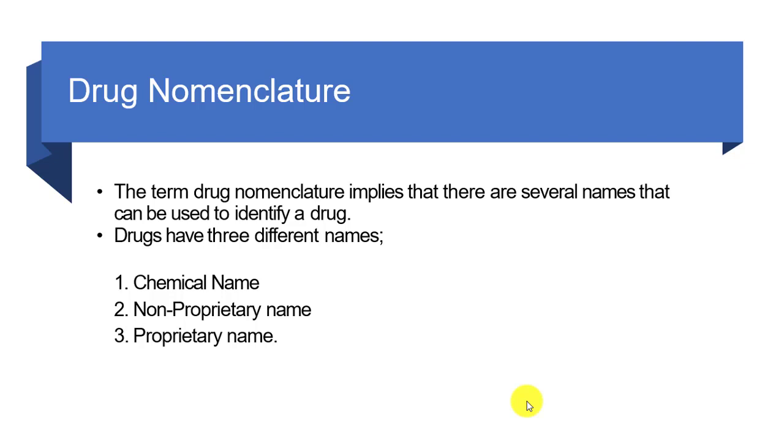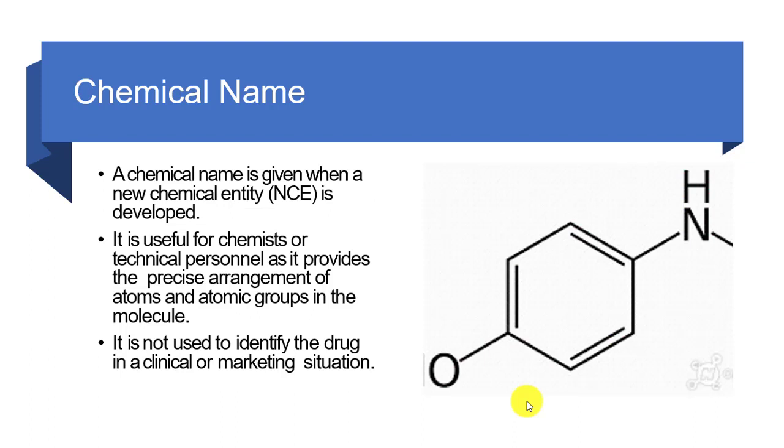So if I talk about a few of these, first I'll talk about the chemical name. The chemical name is basically the name which is given when a new chemical entity is developed, and it is mostly used by chemists and other technical personnel as well, and it is based on the precise arrangements of atoms and atomic groups in that particular entity or molecule. It is also not used to identify a particular molecule or a particular drug in a clinical or in a marketing situation, because it is just too cumbersome and just too difficult to pronounce those names.